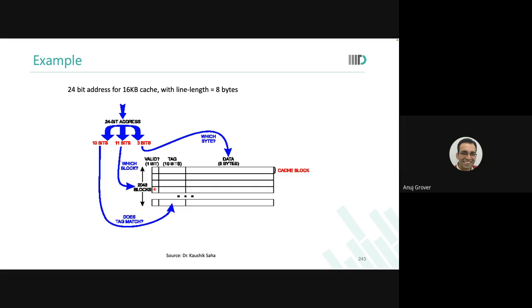Are you able to see this? So, does the tag match? If the tag matches, we call it a hit. If it doesn't match, we call it a miss.